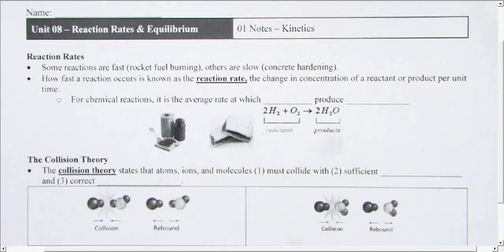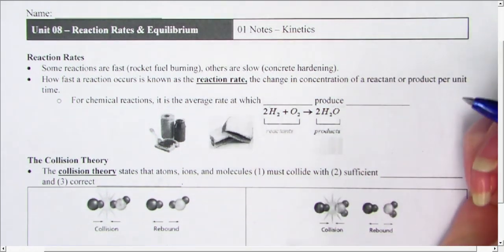8.1 Notes, Kinetics. So some reactions that we look at are very fast, like rocket fuel burning, while others are very slow, like concrete hardening. Now, how fast a reaction occurs is known as the reaction rate, or the change in concentration of a reactant or product per unit time.